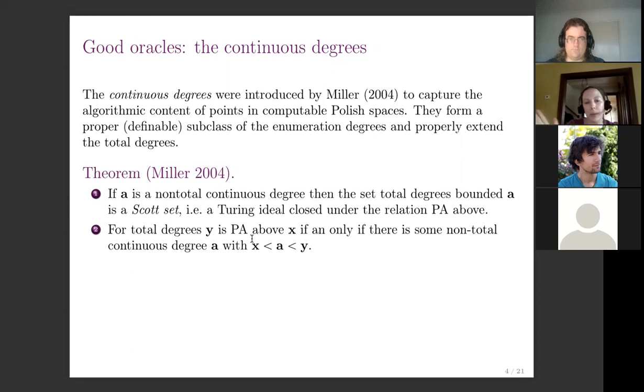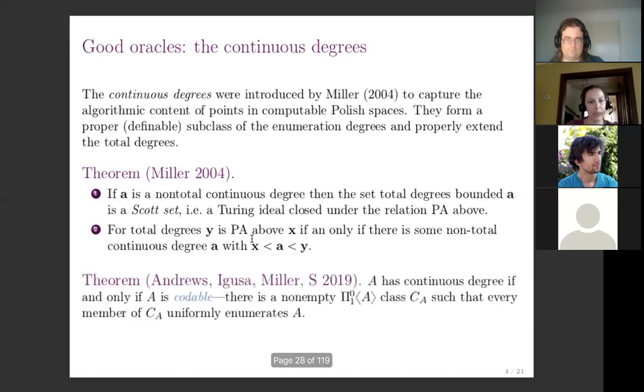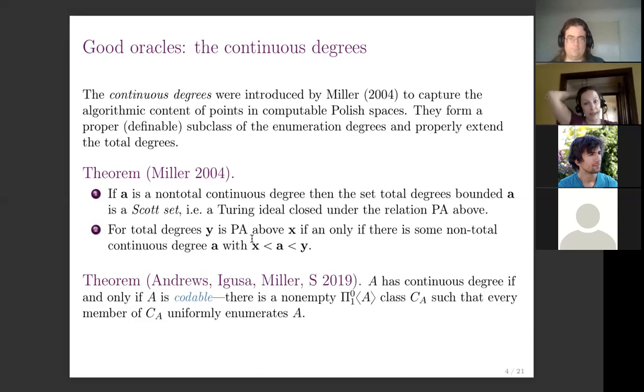This is not very important to the talk, but I like to think about definability, so I point these things out. But in the process of showing that the continuous degrees are definable and the enumeration degrees, Andrew C. Guza, Joe Miller, and I proved a characterization of the continuous degrees that will be very useful for this talk. And it is the following.